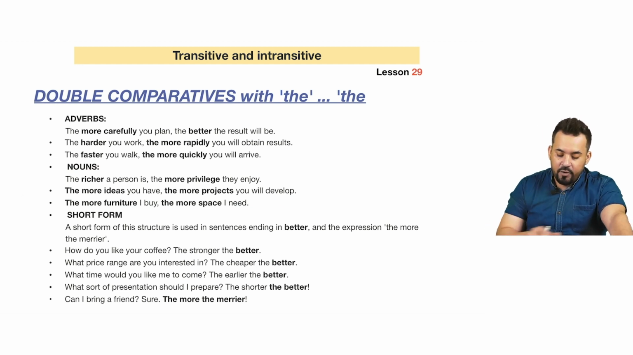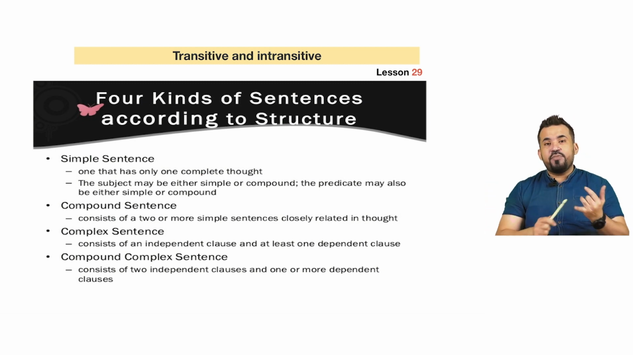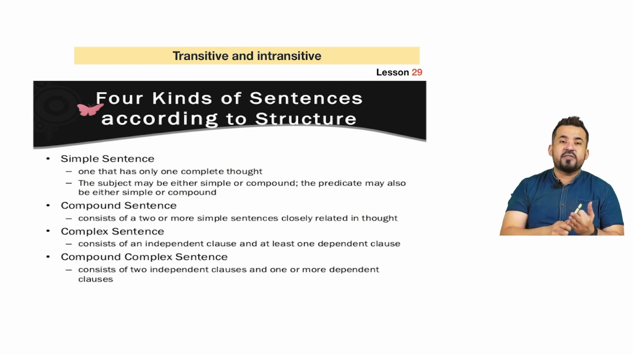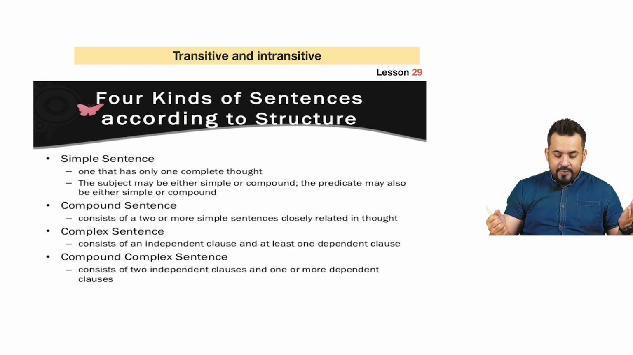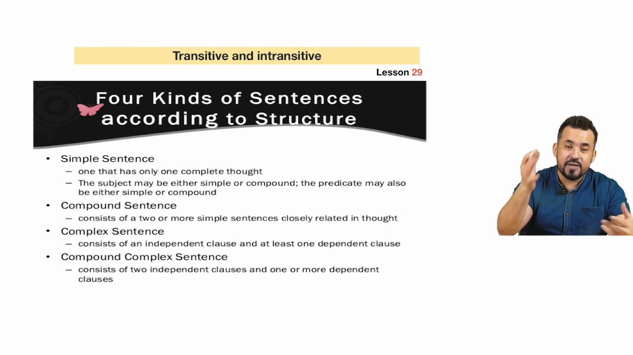All right, now, okay, so now let's move on to a little bit of grammar and talk about the sentences in English. We have 4 types of sentences in English. You have the simple sentence, a compound sentence, a complex sentence, and a compound complex sentence. All right, so first sentence is the simple sentence.